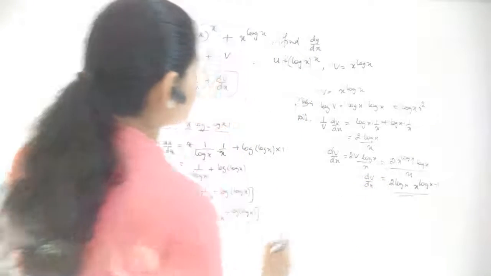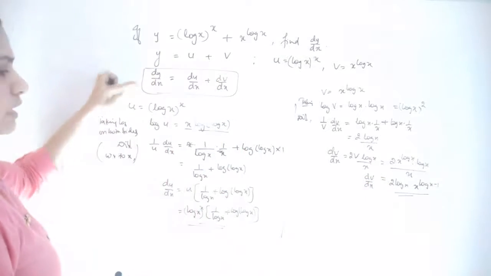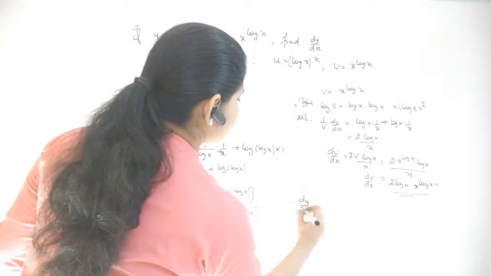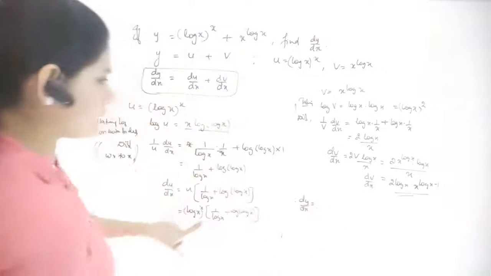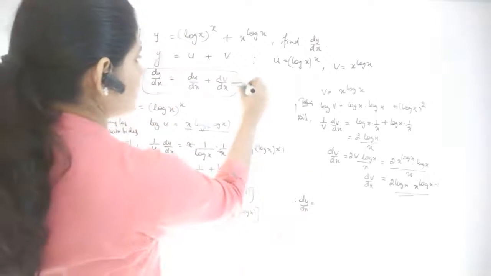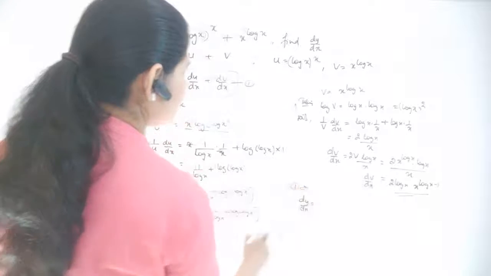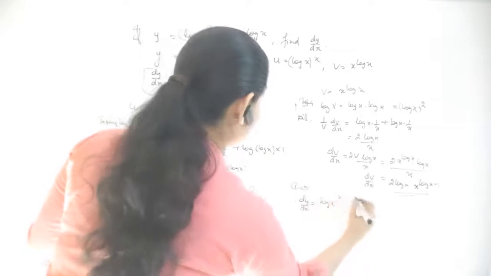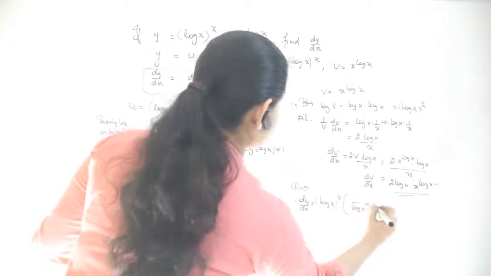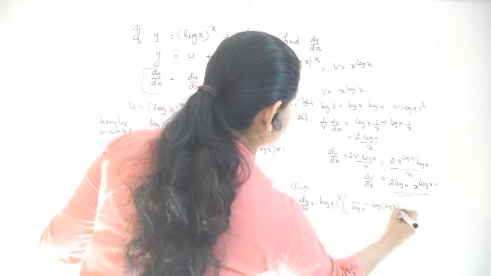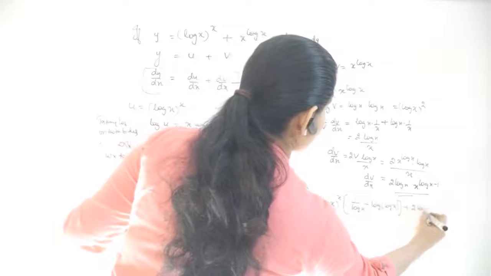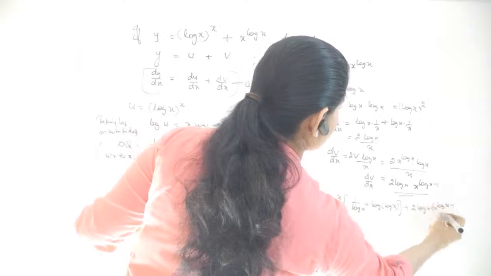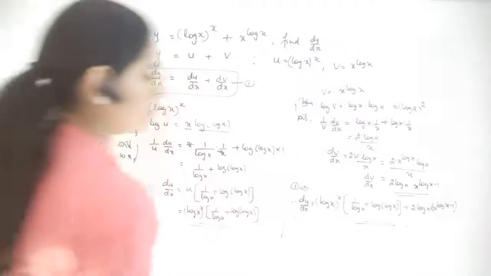So what will be your dy by dx? You have to add both the functions. Therefore dy by dx is equal to du by dx plus dv by dx. Here we are replacing, put it in equation number 1. Equation 1 will give you dy by dx, that is (log x) the whole raised to x into 1 by log x plus log of log x, plus 2 log x into x raised to log x minus 1. This will be your dy by dx.